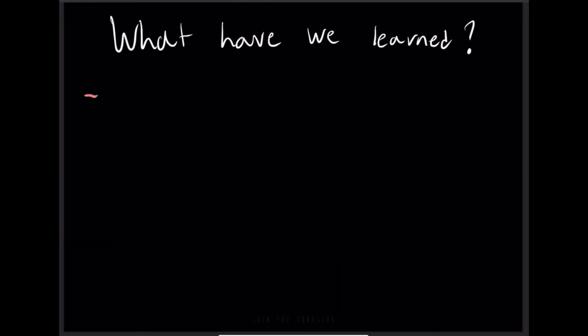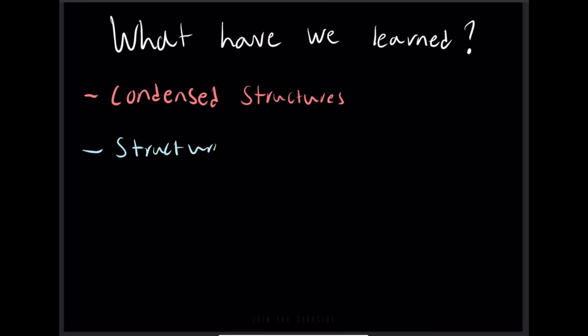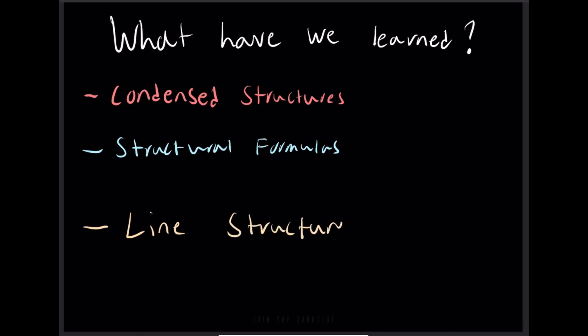So what have we learned in this video? Let's review. We've gone over condensed structures, which are basically where you just write out the number of atoms present in a compound. Then we moved on to structural formulas, where you use lines and letters to show the bonds and relationship between atoms in a molecule. And finally, we went over line structures, which are basically structural formulas with less upfront information that are used when you have more complex chemical compounds that you need to relate the diagrams and structure for.